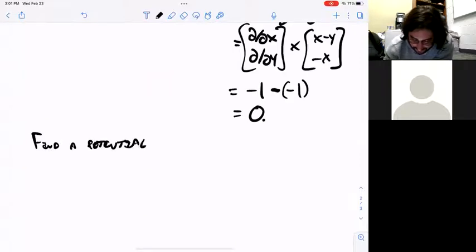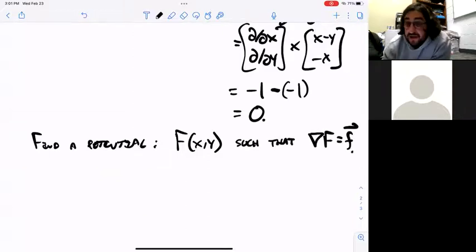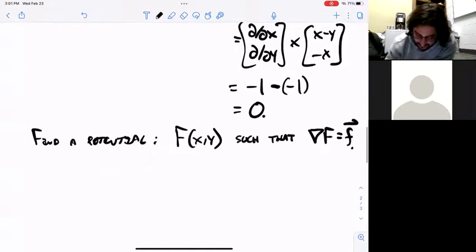And what would the potential be? The potential f of x, just to remind ourselves, what's the definition of a potential? It's f of x such that big F, the gradient of big F, equals the vector field little f, right? So what do I want?